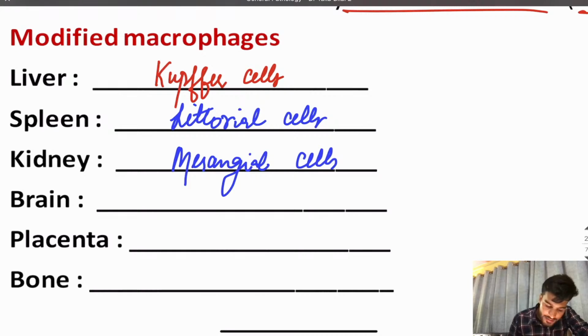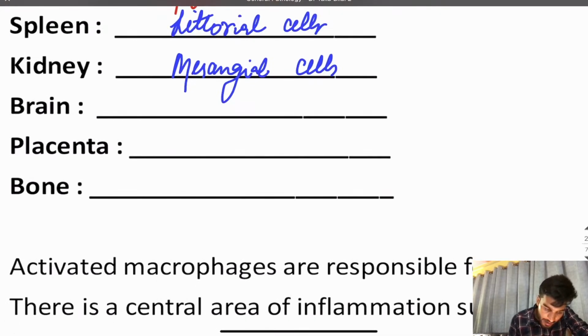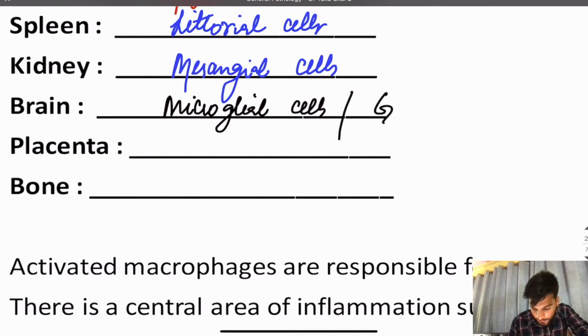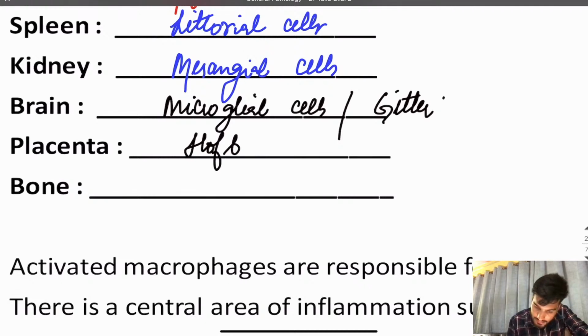In kidney we have mesangial cells. In brain we have microglial cells or Gitter cells. In placenta, already discussed, we have Hofbauer cells.